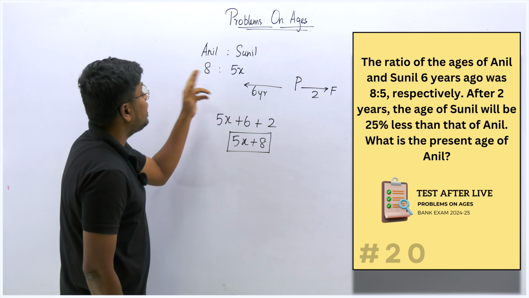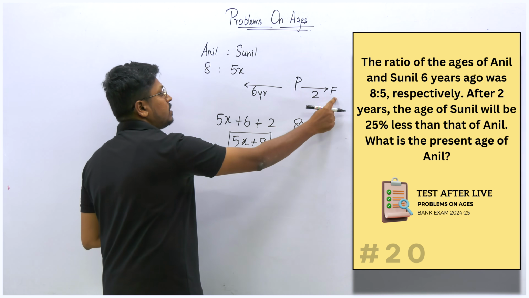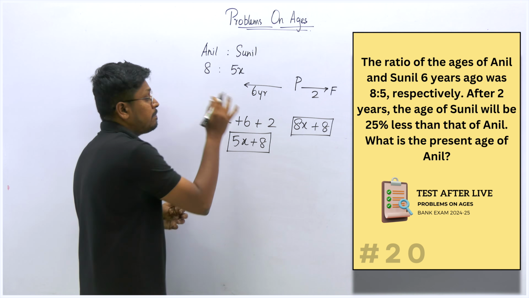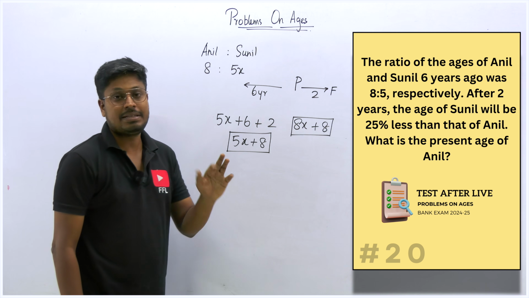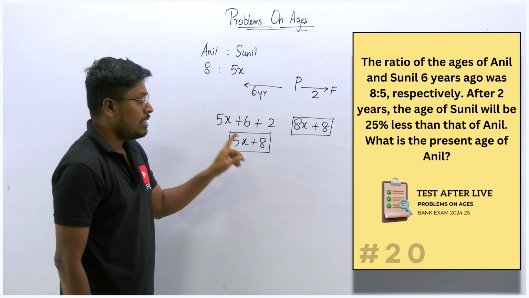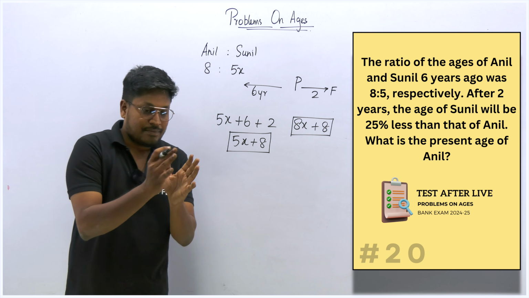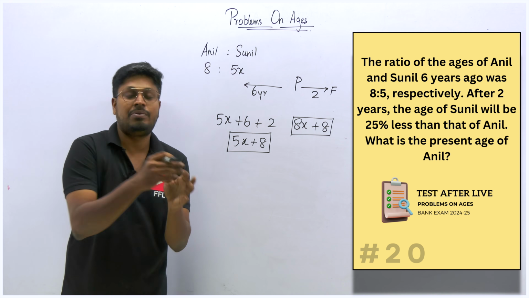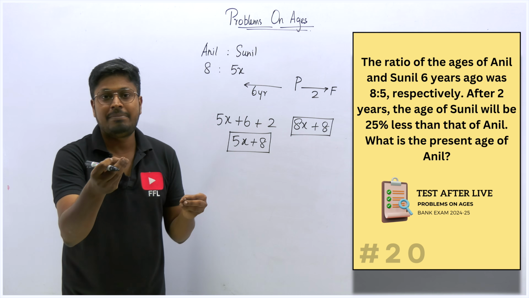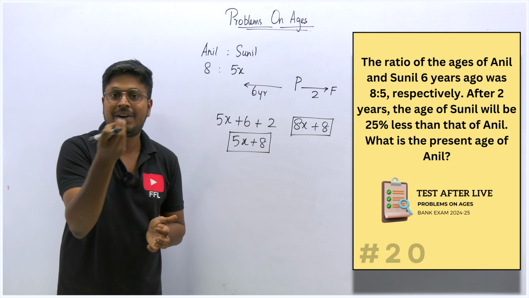Similarly, Anil will be 8x, plus 6 coming to the present, and present to the future, 6 plus 2 will be 8. So 8x plus 8 will be the future age of Anil, and this will be the future age of Sunil. Now what they are saying is the age of Sunil will be 25% lesser than Anil. When compared to Anil, Sunil's age is 25% lesser, so Sunil's age will be 75% of Anil, because if it is 25% lesser, then the remaining 75% of Anil will be Sunil's age.